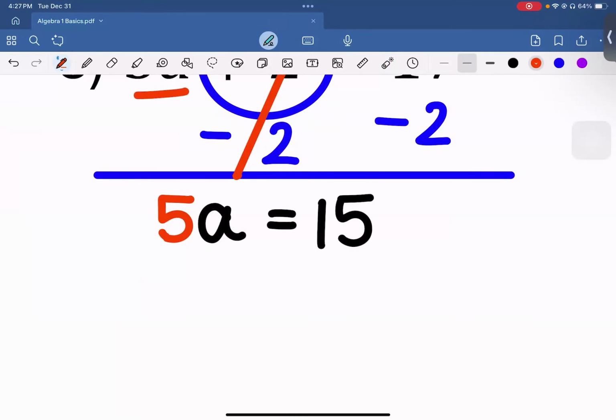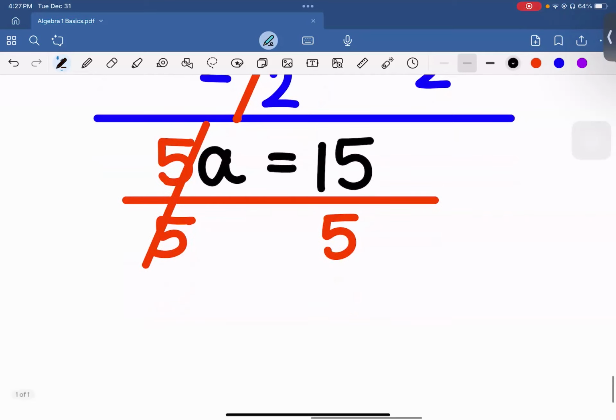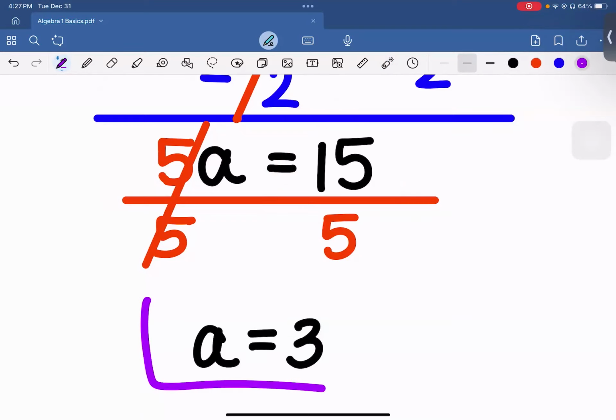So I always like to say that this 5 is connected to the a, or the 5 is married to the a by multiplication. And the opposite of marriage would be divorce. So I always like to say if they're married by multiplication, we divorce by division. So all I'm going to do is divide both sides by 5, and that'll get rid of this right here. That'll divide to 1, so I can bring down a, and then we have 15 divided by 5, which is 3. Let's box our answer.